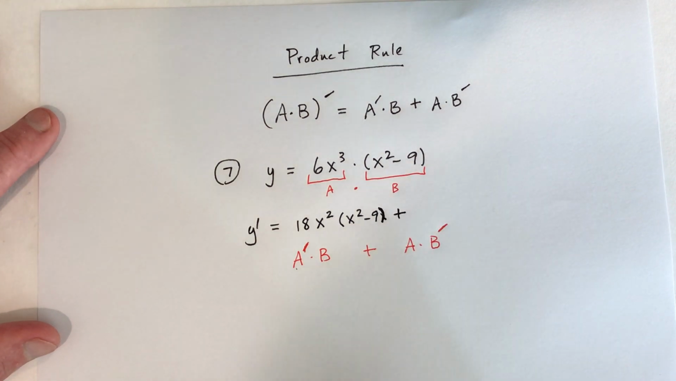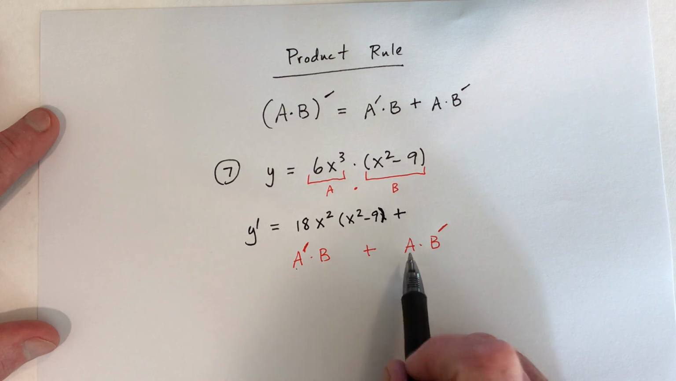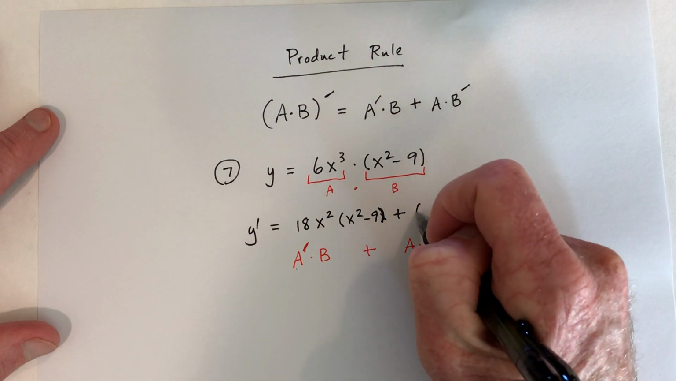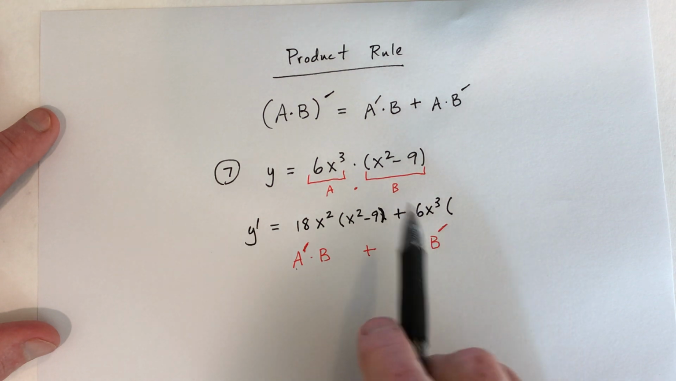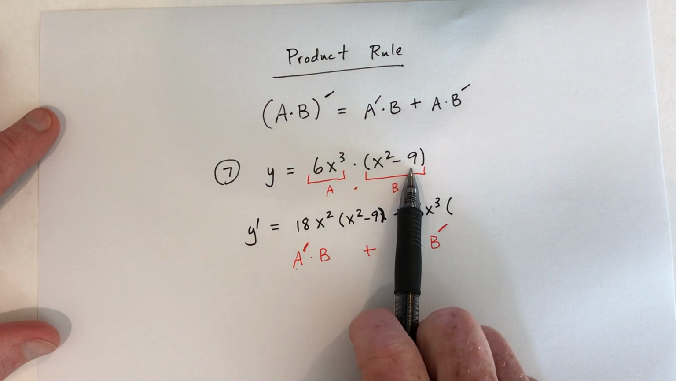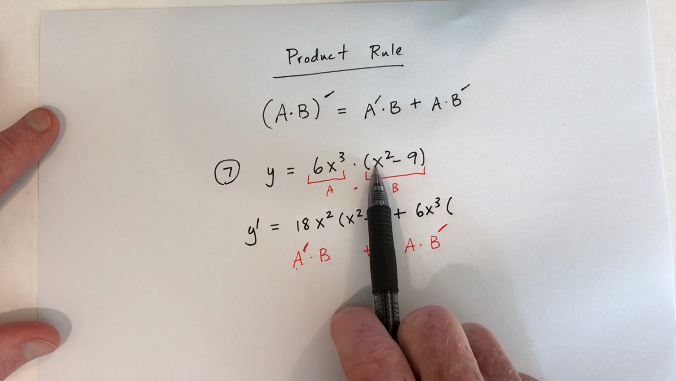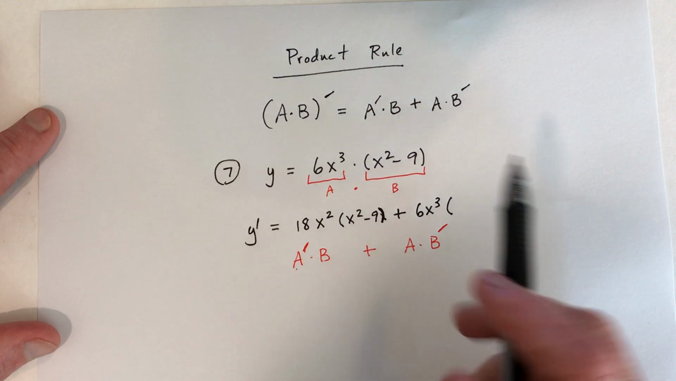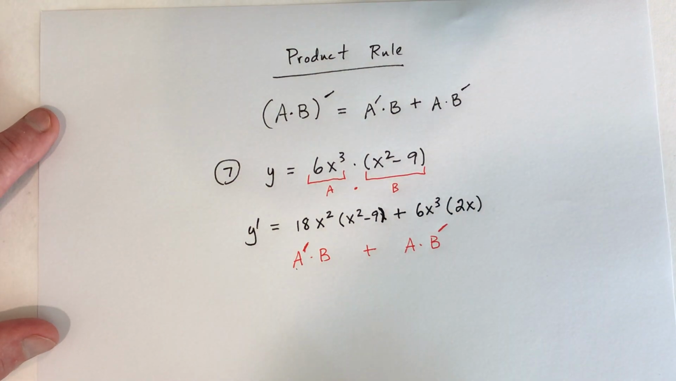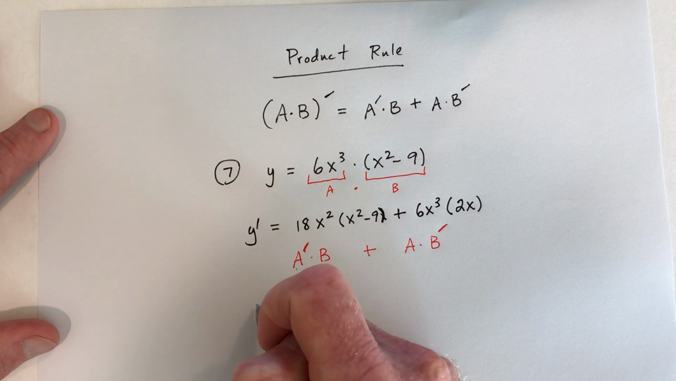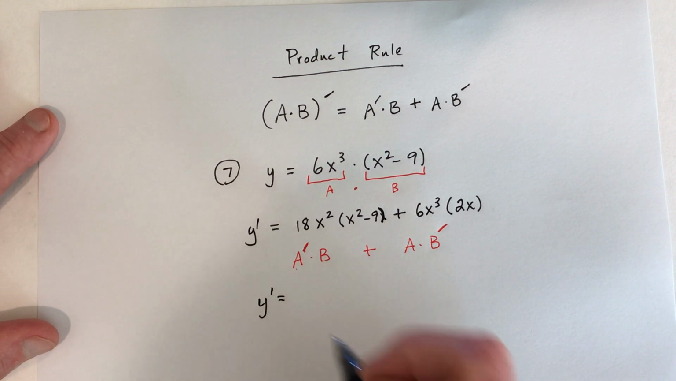And then it goes plus. Now just copy down the A, 6x cubed. And now take the derivative of the B. Well, the derivative of negative 9 is 0, so that's already gone. And the derivative of x squared, you put the 2 in front and then subtract 1 from the exponent, and then it's done. So now we just need to simplify the answer.